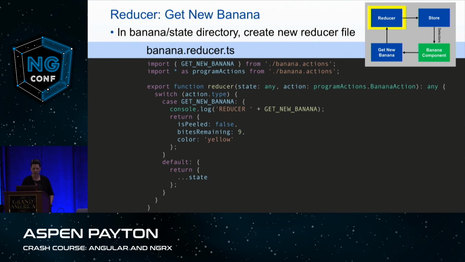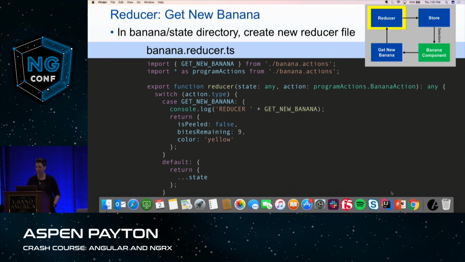So let's hop over and get going on our reducer. This file is going to be banana.reducer.ts, and it's also going to be created in that same state directory that we just created.